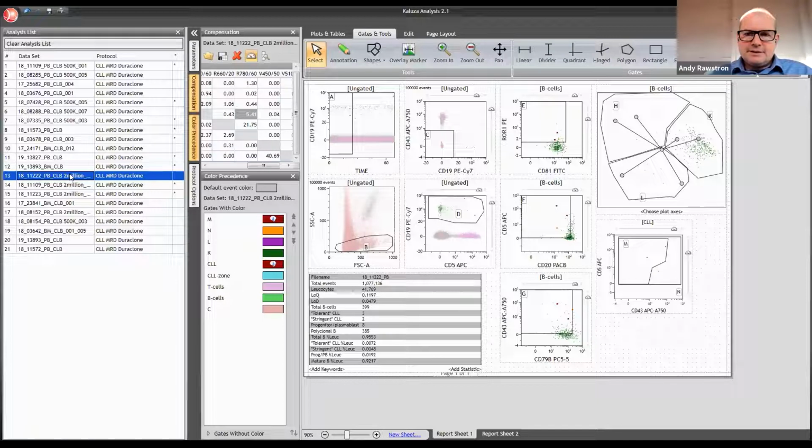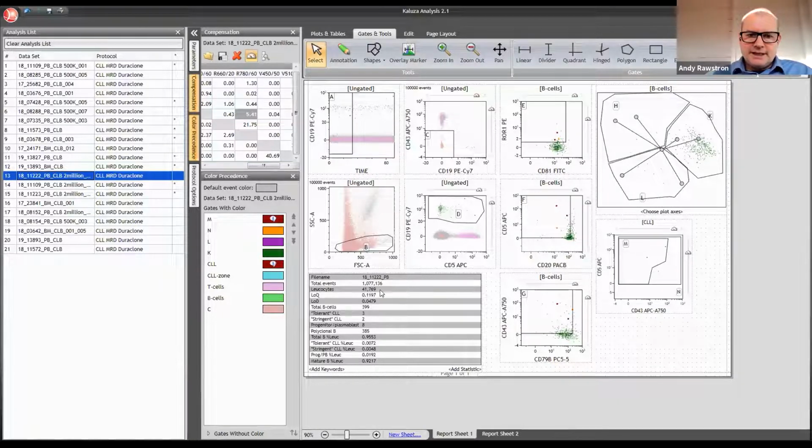Okay, so when you look at this one, hopefully you'll be reasonably happy that there's no CLL there. There's some normal B cells. So at first glance, looking at these plots, there's no evidence of disease. We've acquired 1 million total events, but actually it hasn't lysed at all well. So in fact, we've only got 40,000 leukocytes.